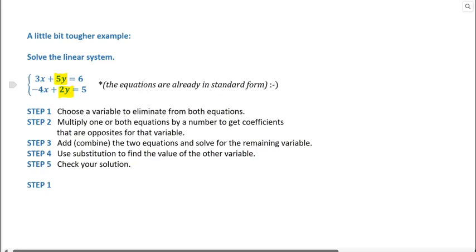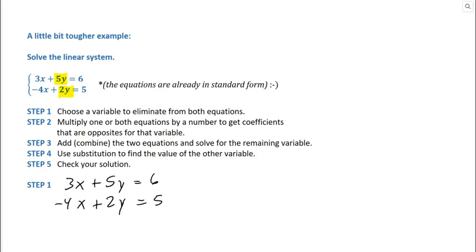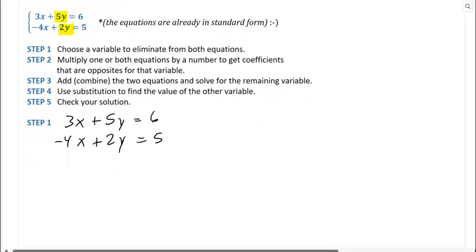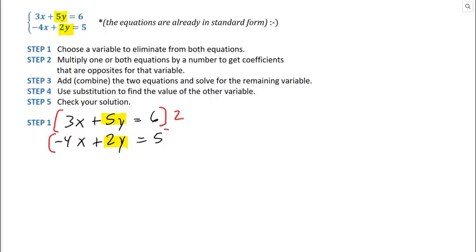So the first thing I need to do is rewrite the equations. So let me do that real quick. All right, there it is. 3x plus 5y equals 6, and negative 4x plus 2y equals 5. Now, like I said, I am choosing to eliminate the y. Now, in order to do that, I've got to do some fancy math. I'm going to manipulate these equations. So I'm going to multiply the first equation by 2, and I'm going to multiply the second equation by negative 5. And you'll find out why I did that in just a moment.